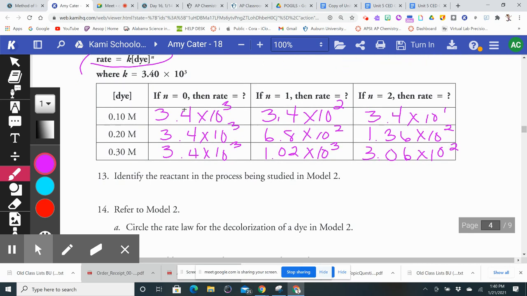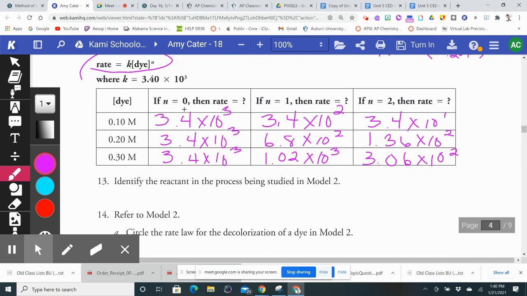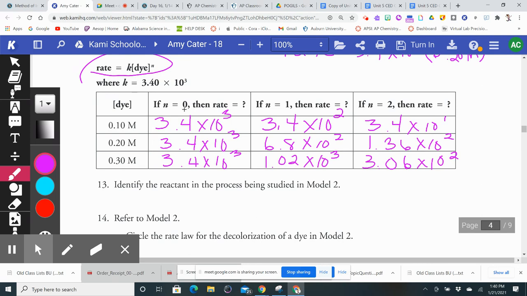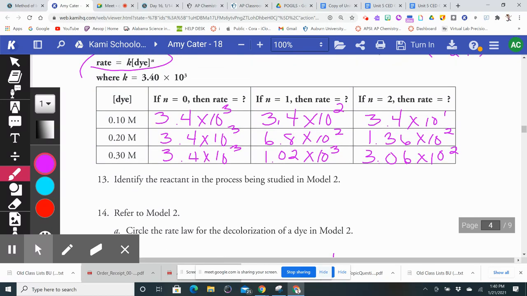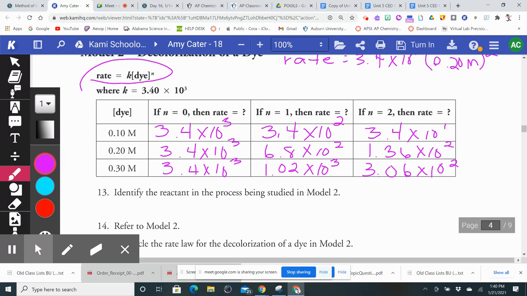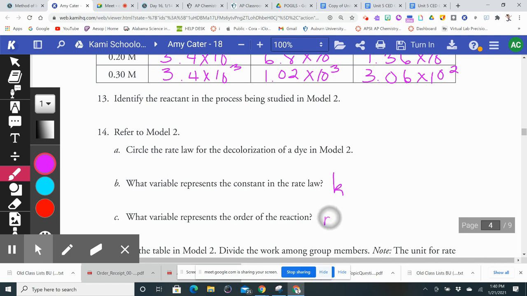So what variable represents the constant for that rate law? K. What variable represents the order for the rate law? N. And in here, you're only going to have 3 orders: 0, 1, and 2. That's it. That's what you have to choose from: 0, 1, and 2.